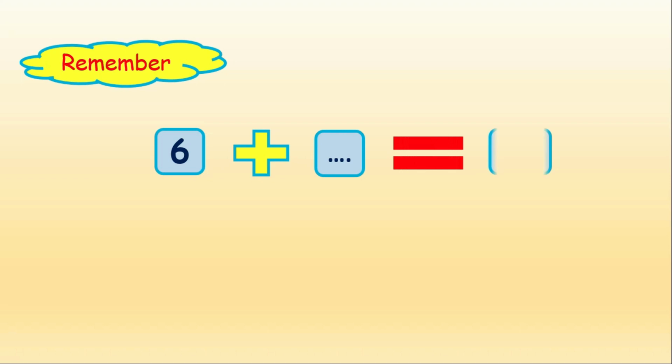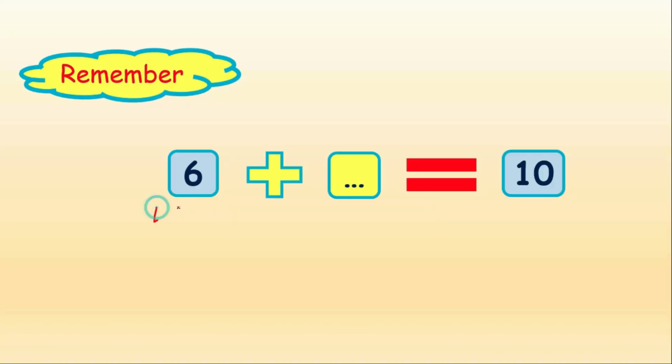Okay. First, let's remember the question about find the missing number, like 6 plus what equals 10. Can you remember? Find the missing number. Count after 6 up to 10. After 6: 7, 8, 9, 10. We get 4. Okay, then 6 plus 4 equals 10. The answer will be 4.